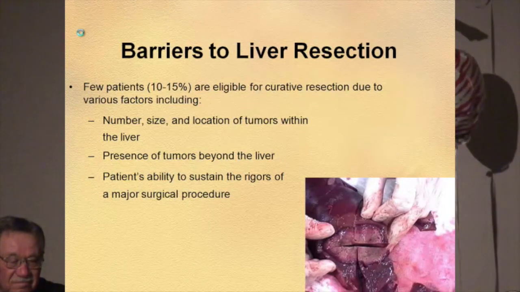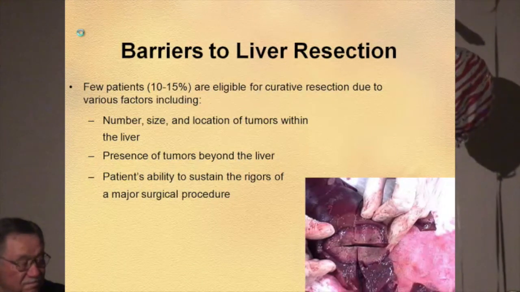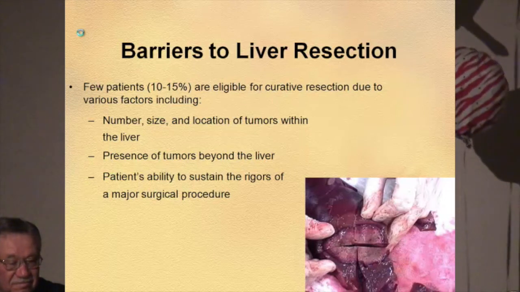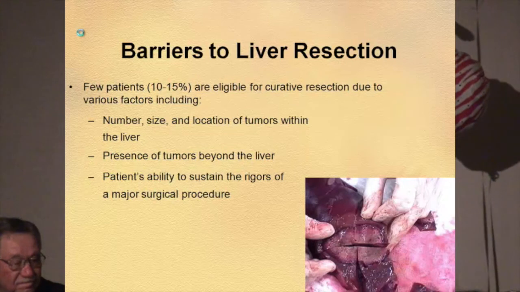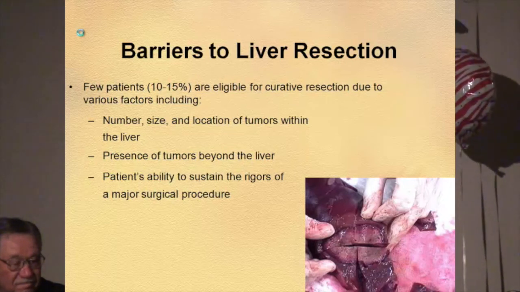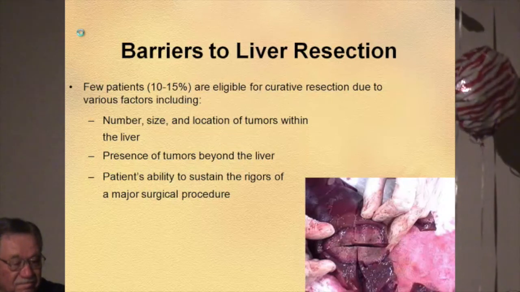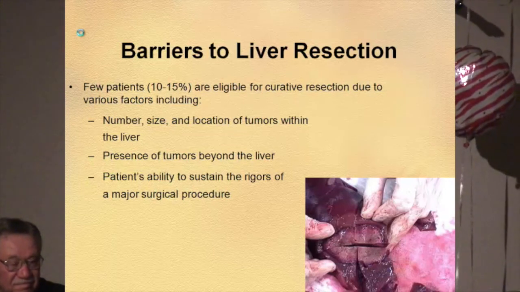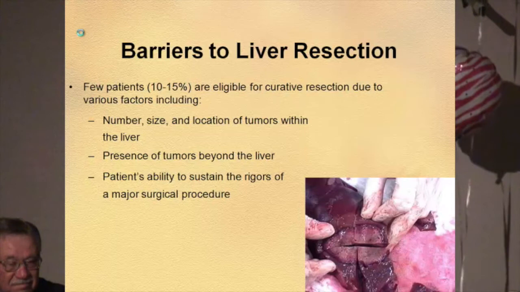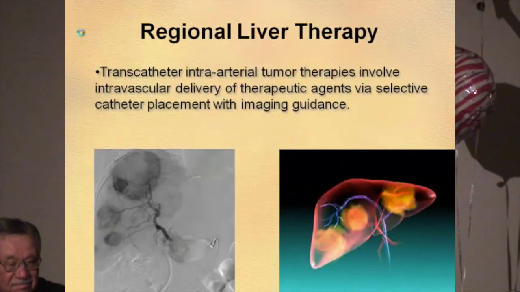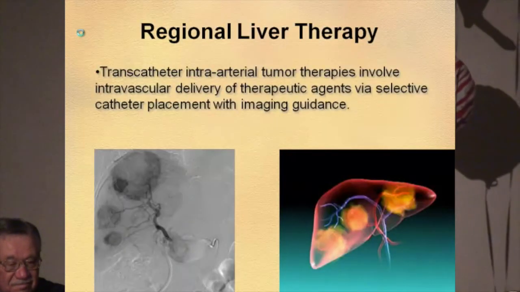The barriers to liver resection: if you're going for a cure, only about 10 to 15% of patients are able to undergo a surgery. And that's because tumors can be widespread throughout both sides of the liver, or they may not be able to undergo the rigors of a surgery. Now, that's different if you're just trying to debulk the patient, and more patients can be treated that way.